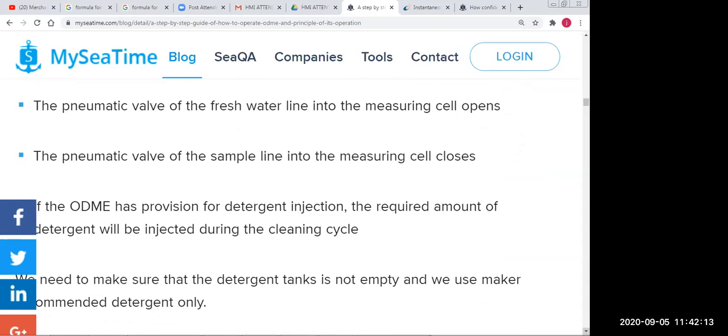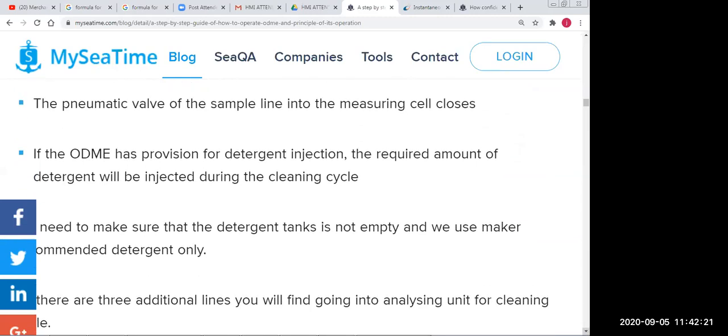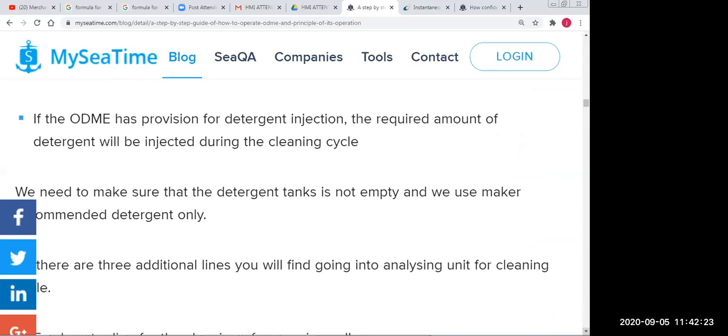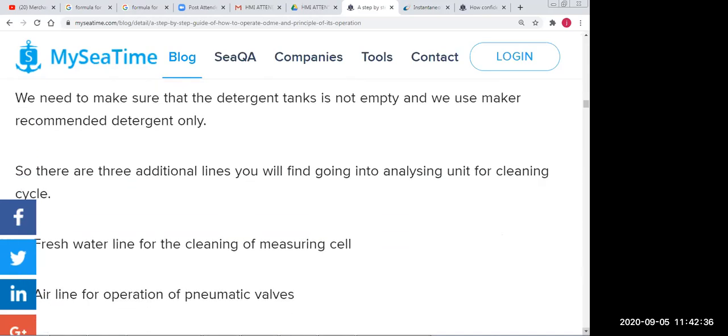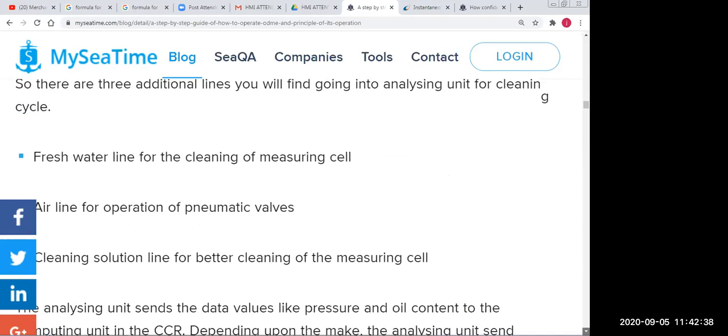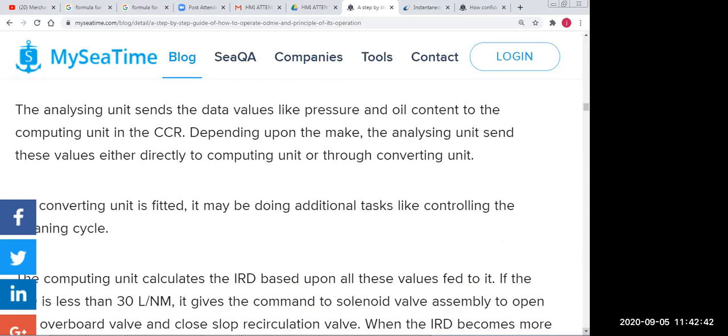So when you start the cleaning cycle, the freshwater valve will open and the pneumatic valve will open for the measuring cells for the pump, and there will be a detergent injection, and the required amount of detergent will enter to clean the analyzing unit. So detergent should be there. Freshwater line, air line, and cleaning lines are three lines provided for analyzing unit.